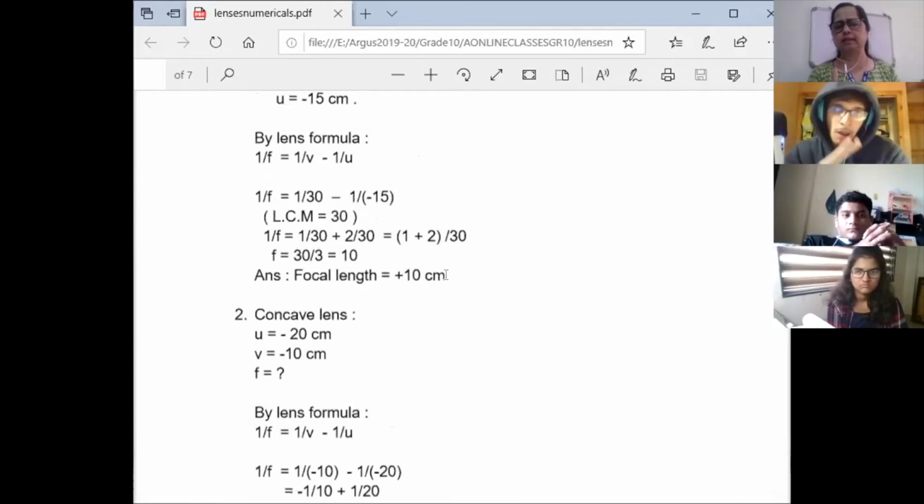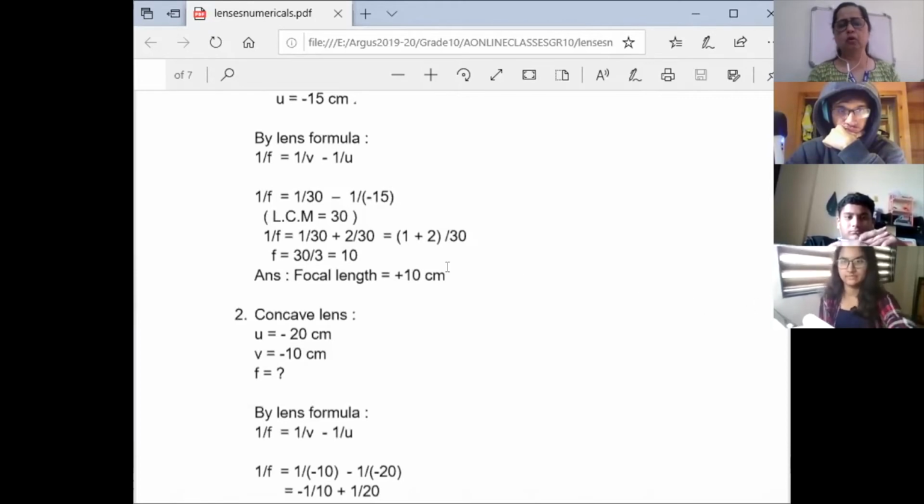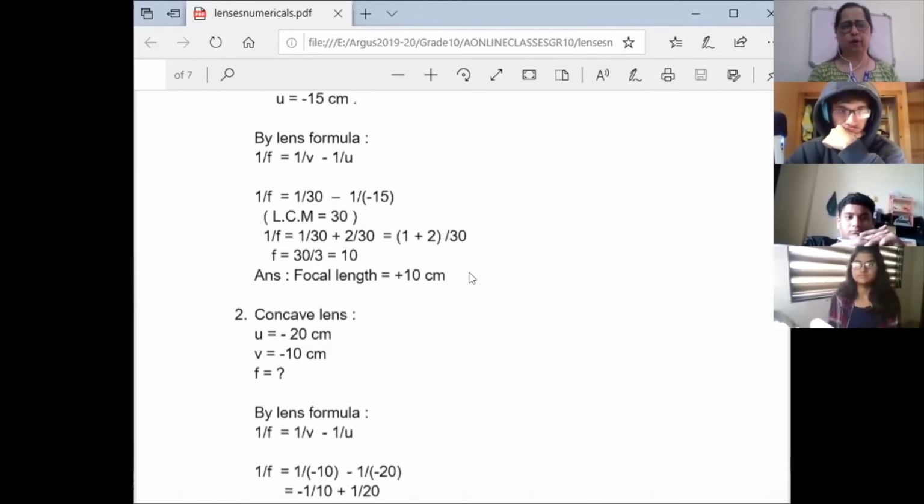Now children, please listen to me. If it is a convex lens and you are getting focal length negative, that means there is a problem in your calculation. I've got focal length plus 10 centimeter. Convex lens always has a positive focal length. So my answer is perfectly correct. Okay, focal length is plus 10. So this means that I have solved it properly.